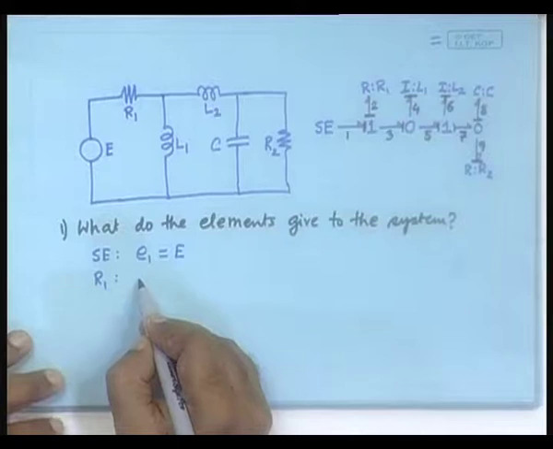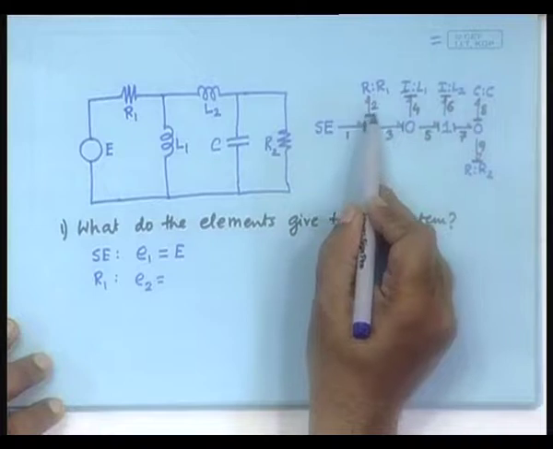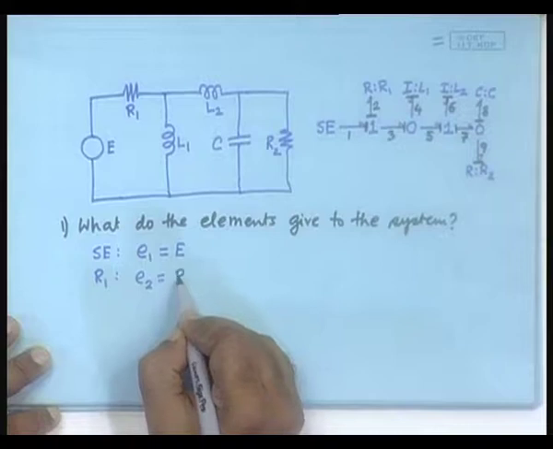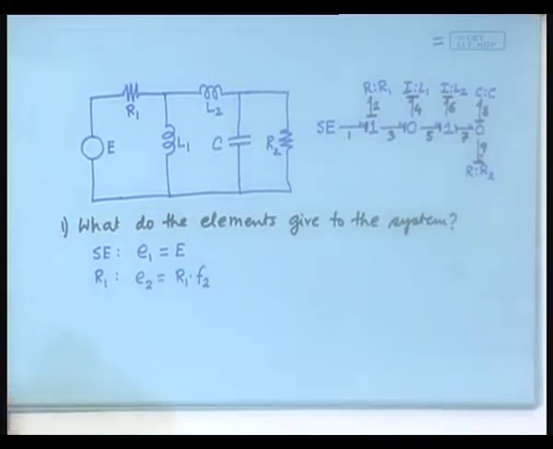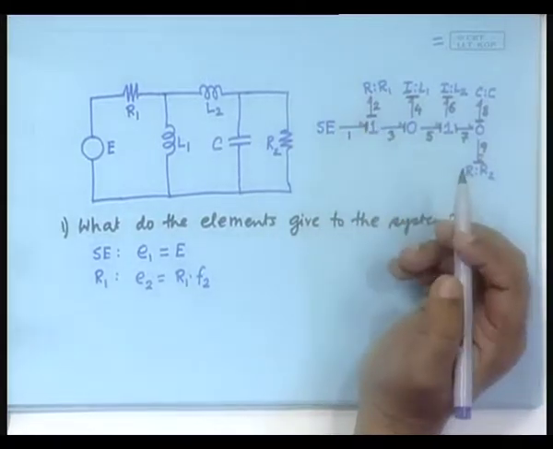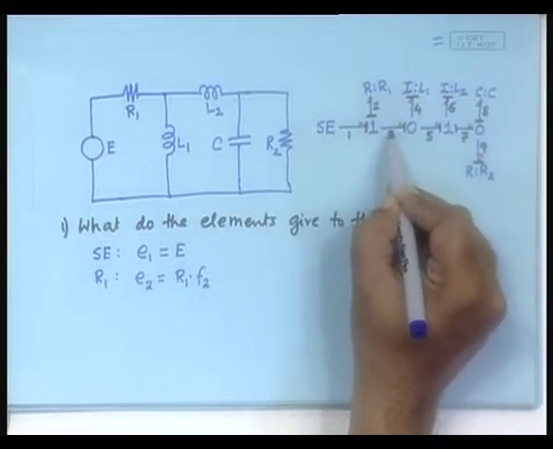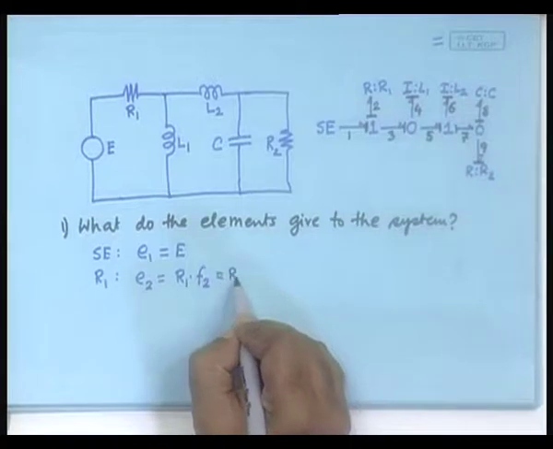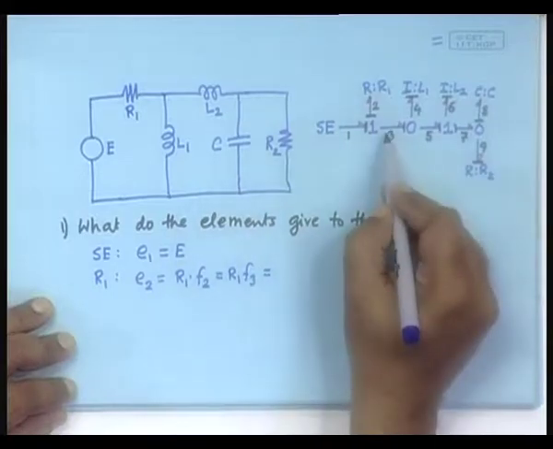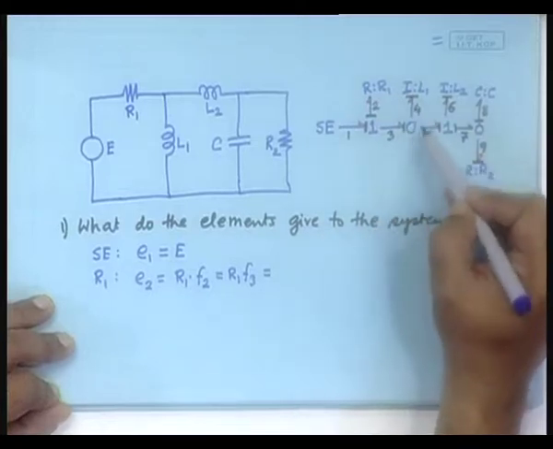So, we start with E2. E2 will be related to its own character, which is, yes, R1 times F2. Then we have to find out where did this F2 information come from. F2 information has come from this as a strong bond. So, this is equal to R1 F3. Now, F3 information, what does it come from? 0.